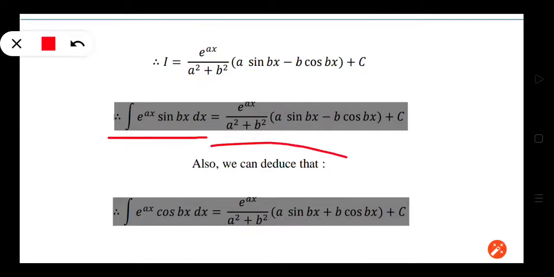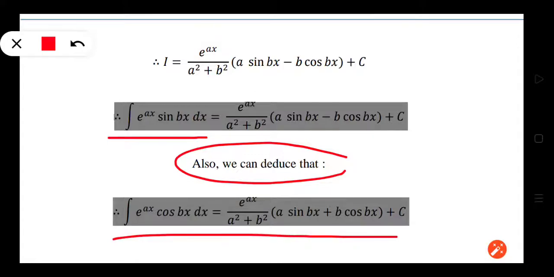And also we can deduce that the integration of e power ax cosine bx dx equals e power ax over a squared plus b squared times brackets a sine bx plus b cosine bx plus constant.